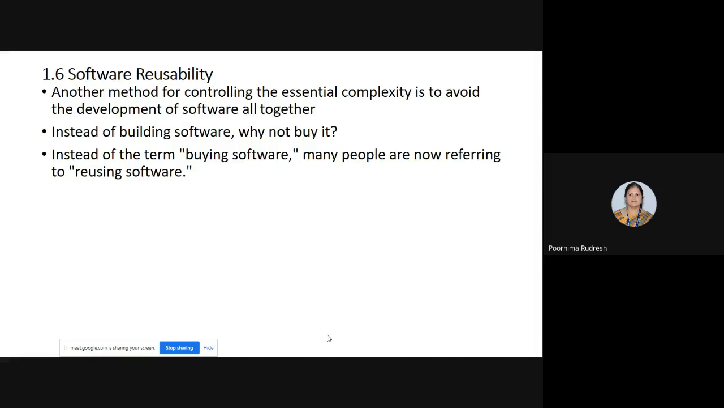Understand? So in order to control the essential complexity, we are thinking of buying the software rather than building it. And once we buy that, we can make use of the same software in different application development, and that leads to software reusability, which is called reusing of software.